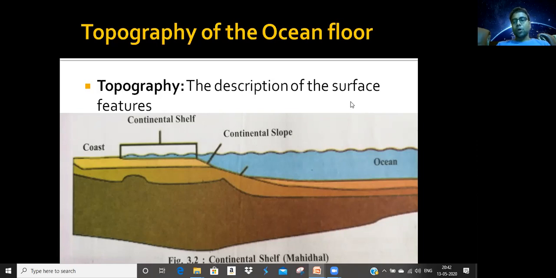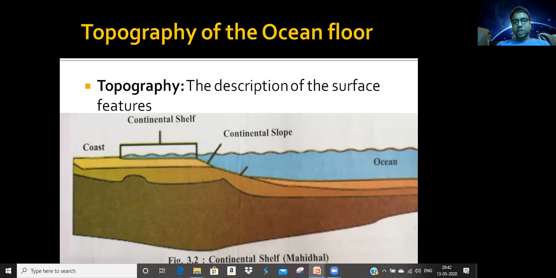So when we study the topography of the ocean, we are basically studying the topography of the bed of the ocean, the floor of the ocean. So look at this diagram. If this is the coast, then you see the ocean starts here. This part near the coast is called the continental shelf. You can see it is not very deep. The average depth of this part is only about 200 meters.